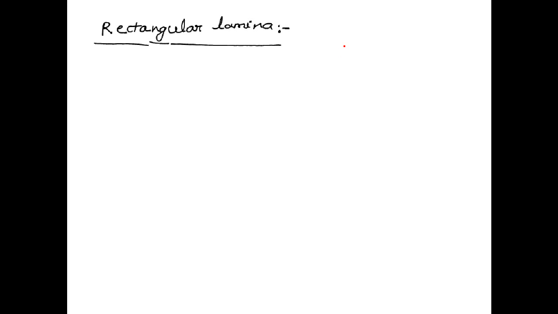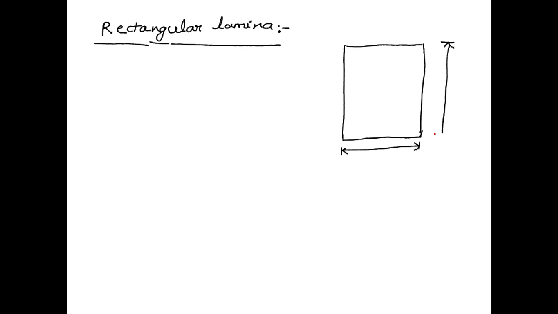So here I am considering a plain rectangular lamina which is having width B and depth D. From the midpoint of the vertical side of this rectangular lamina, or from the depth, I am considering an axis xx which is passing through the midpoint of this depth of the rectangular lamina.